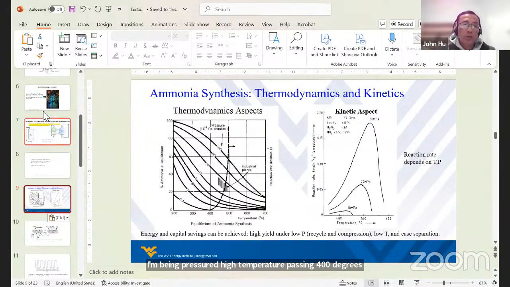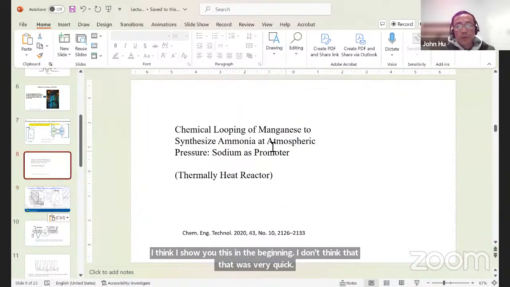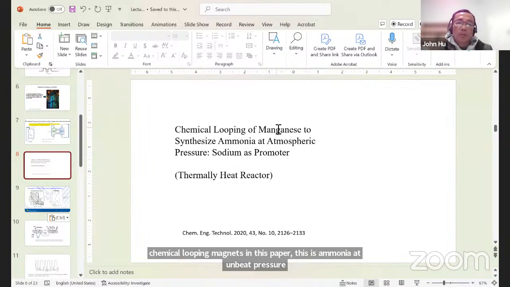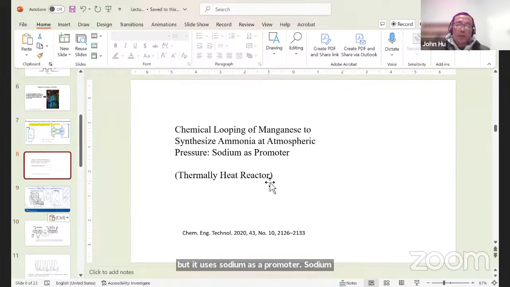So I think I showed you this in the beginning. I don't think that was very quick. So anyway, let's come back to here. So chemical looping manganese, in this paper, synthesizes ammonia at ambient pressure, but it uses sodium as a promoter. Sodium and manganese altogether is how they build this nitrogen carrier. Okay, and he used a thermally heated reactor.